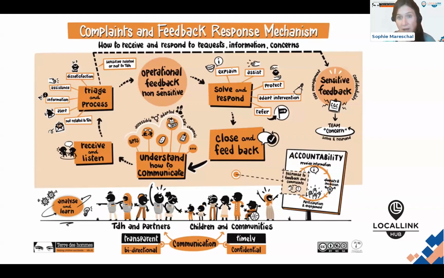Suganta will explain later on what the triage is, why it is important, what the different categories of feedback are, and why it is also important to distinguish between operational, so-called non-sensitive feedback and sensitive feedback. But this is really in a nutshell to show you what purpose it serves.